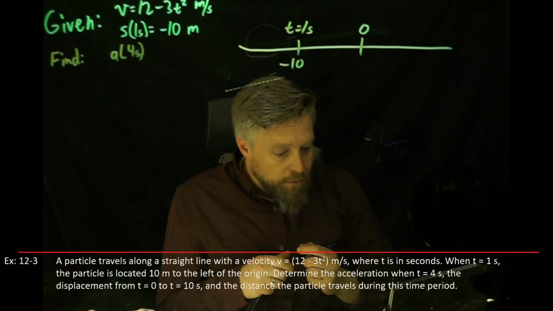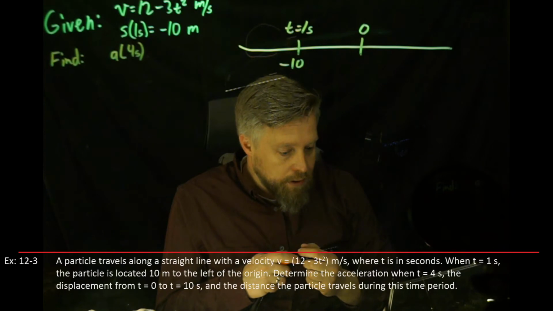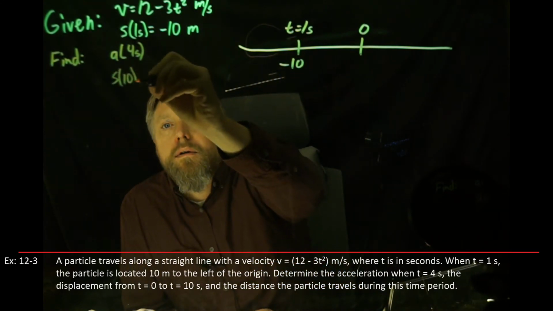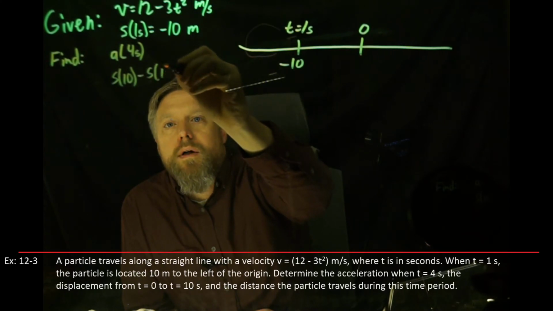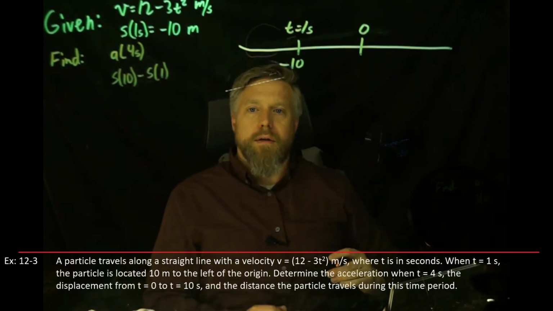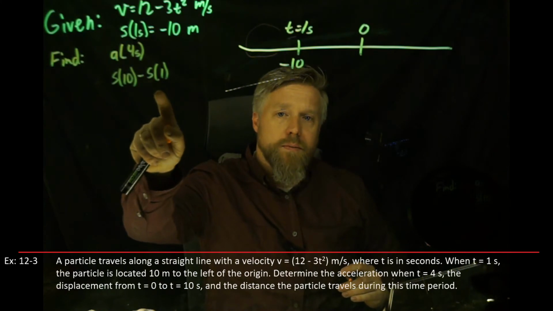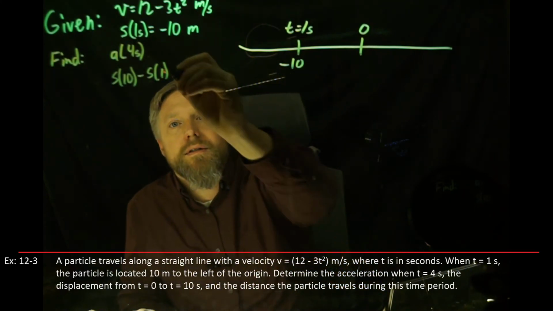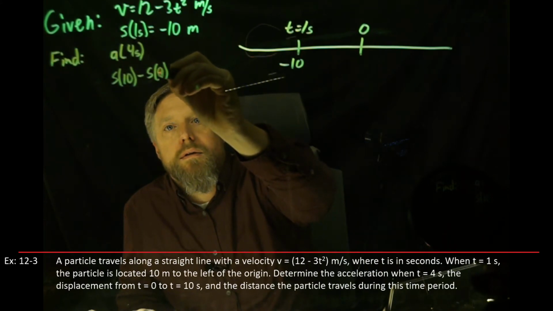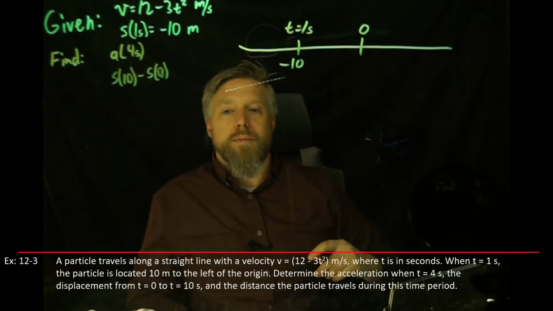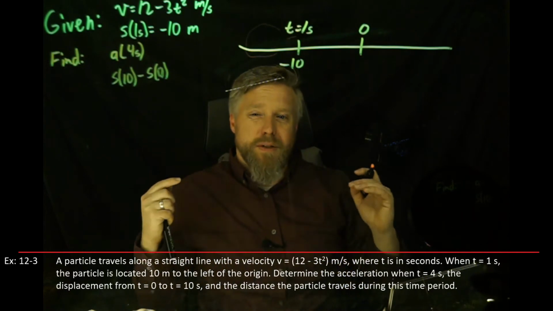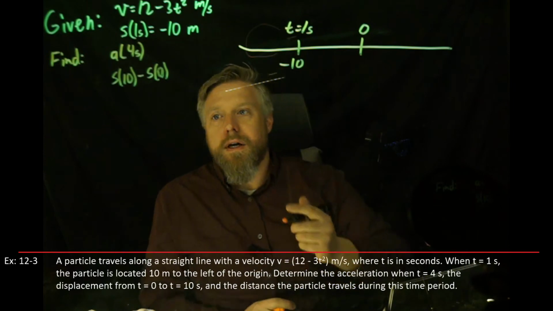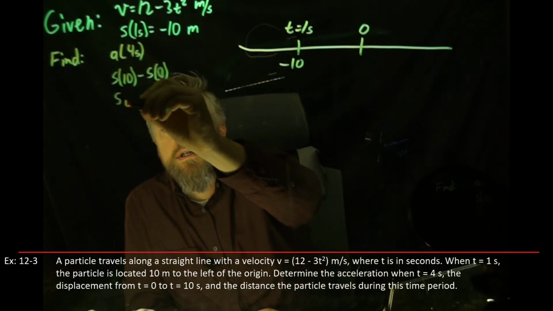The displacement from t equals 0 to t equals 10, that would be the position at 10 minus the position at 1. You see how I'm already putting some hints on how I'm going to solve this problem right into my givens and finds. Actually, I just wrote that wrong. It doesn't say 1, it says 0. So the position is at 10 minus the position at 0. That's going to give me my displacement between the two. And the distance the particle travels during this time. I call that s sub t.